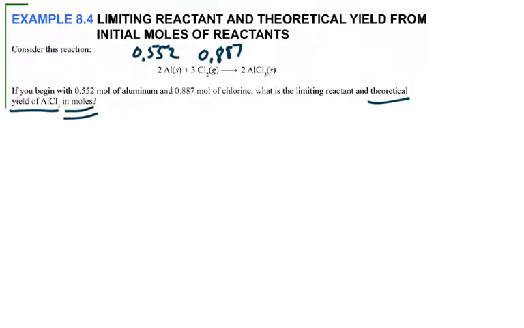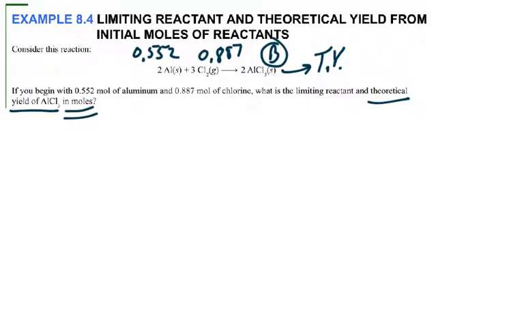So notice what we're looking for is aluminum chloride. So we're going to call this B like we normally do, the unknown. This is also known as the theoretical yield because when we do the math now, the answer will tell us how much aluminum chloride we can make. So this is the equivalent of how many hamburgers we can make.